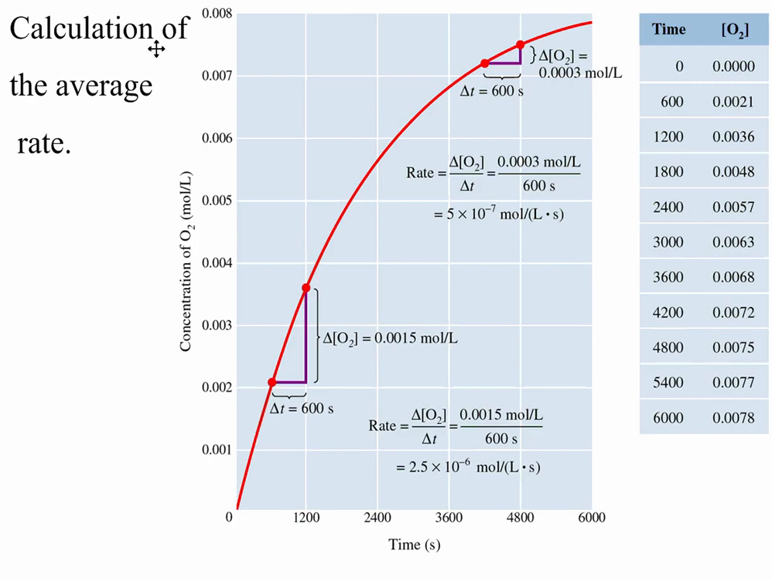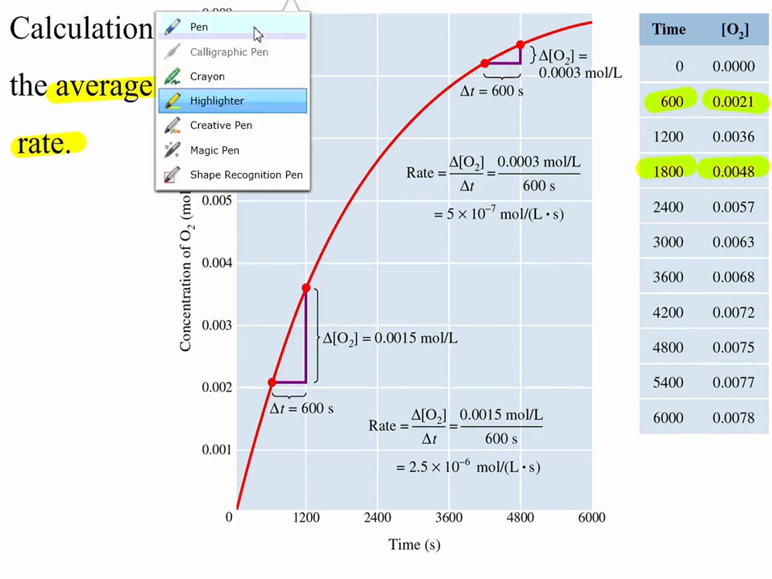One of the first things you have to be aware of is when we talk about a calculation of an average rate. What are we doing when we do an average rate? Well, you're basically taking concentrations at two different times, and you're just doing basically rise over run.